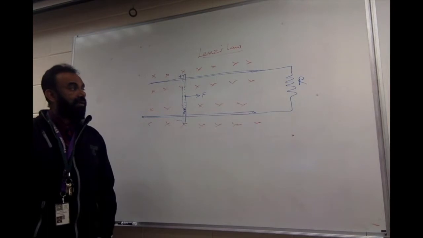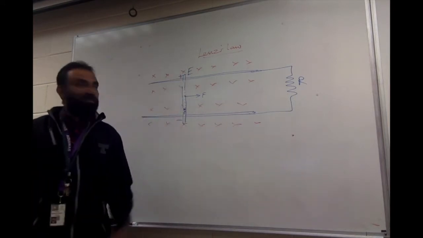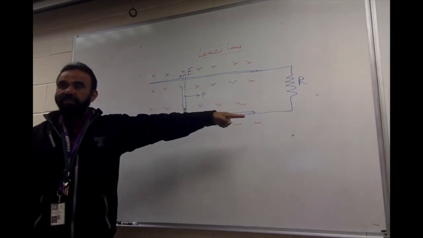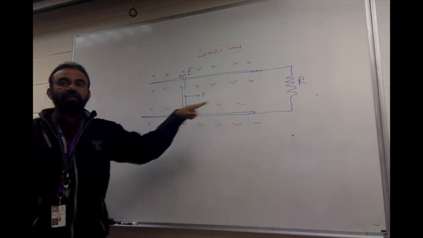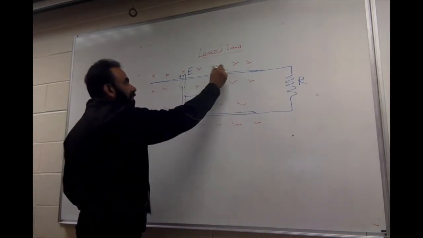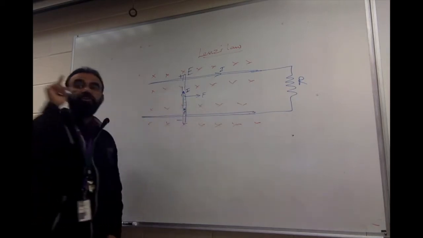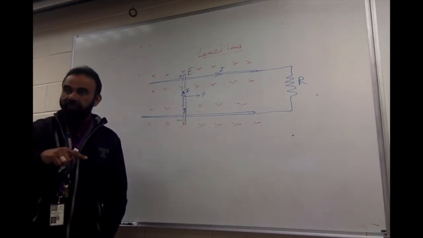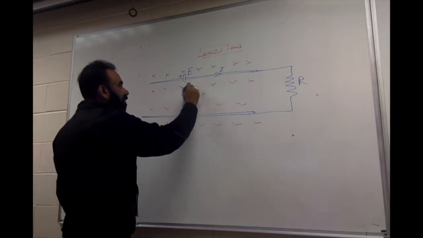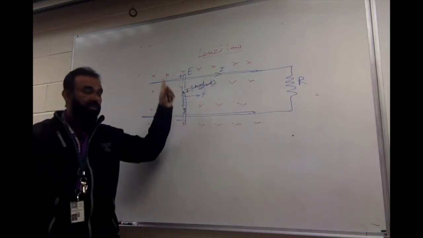So now, the EMF is available, and there is a resistance available in the circuit. So will there be a current? Yes. Which way? This way? This way? This is the induced current. We didn't send it. That got generated. The induced current got generated in that direction.